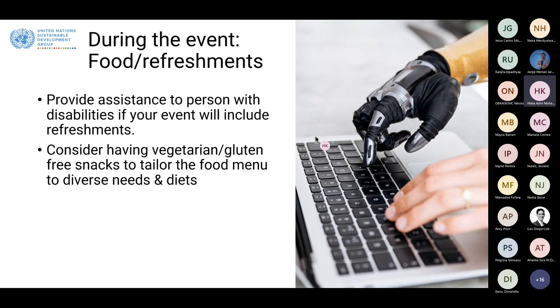So always try to make the food menu as diverse as you can, especially when it comes to vegetarian and gluten-free, because as you know, persons on the autism spectrum sometimes cannot digest anything that has gluten in it. So it will be very beneficial to consider that when selecting a food or refreshments menu.